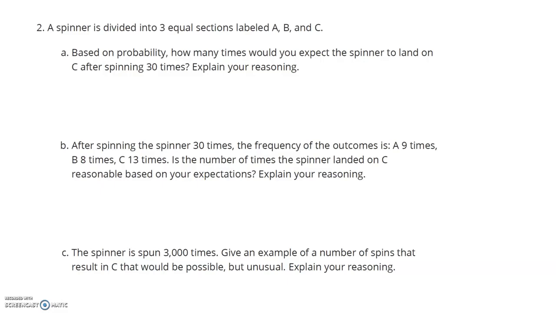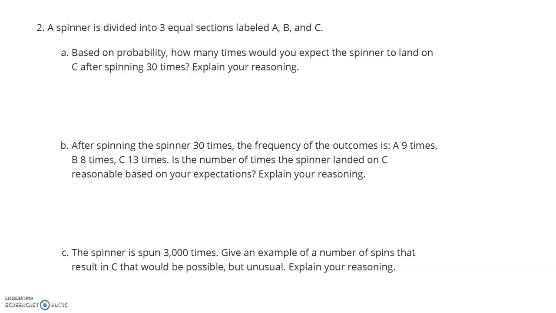Okay, so if I have 3 things and I am spinning it 30 times, how many times does each of them get to be spun? Just think about that. 30 times, and then I have 3 equal sections. So if you say 10, then that's right. How many times would you expect the spinner to land on C after spinning it 30 times?